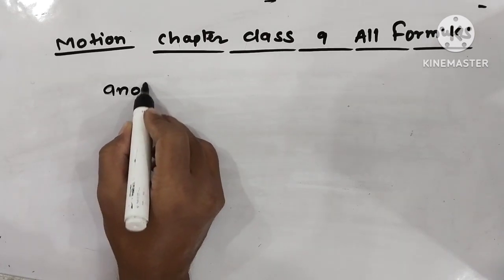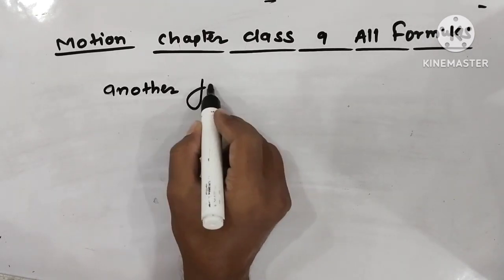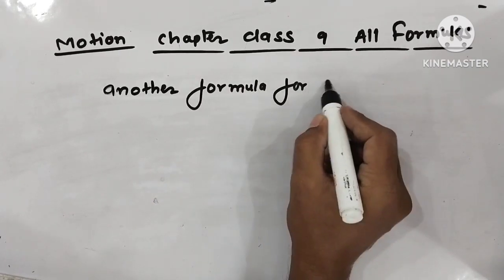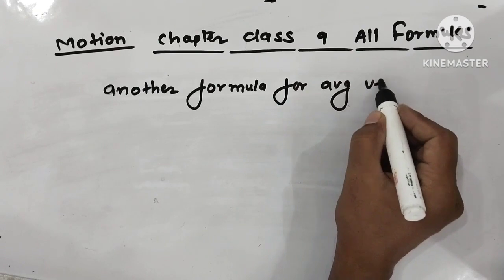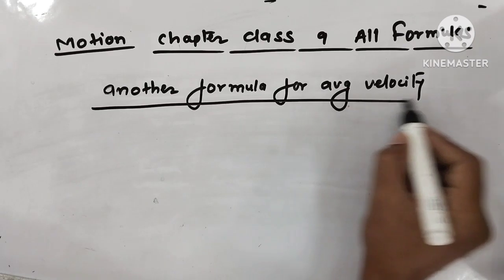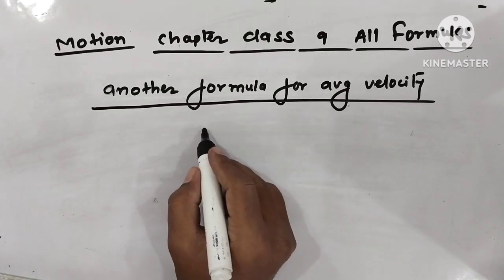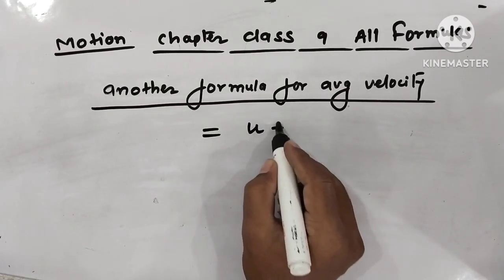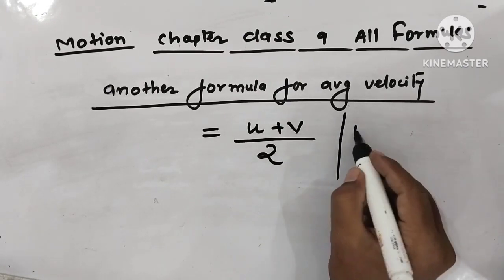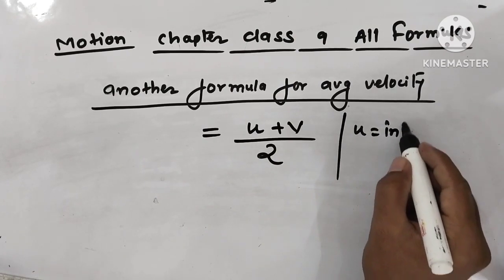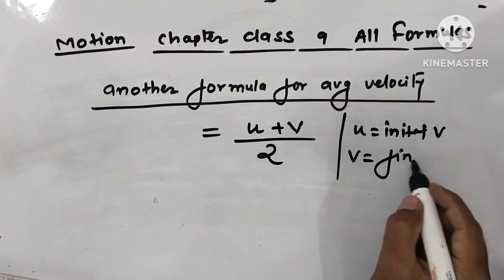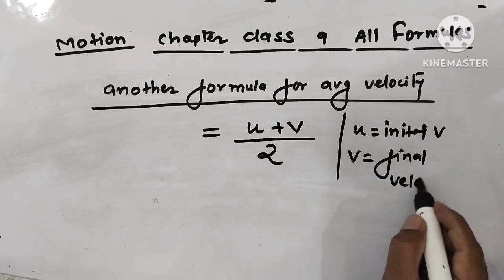Another formula for average velocity: average velocity is equal to u plus v by 2. Here u is initial velocity and v is final velocity.